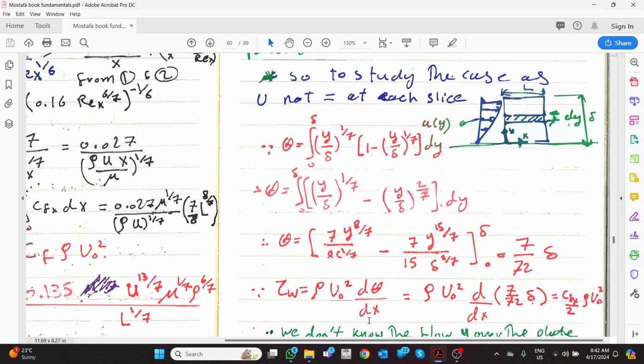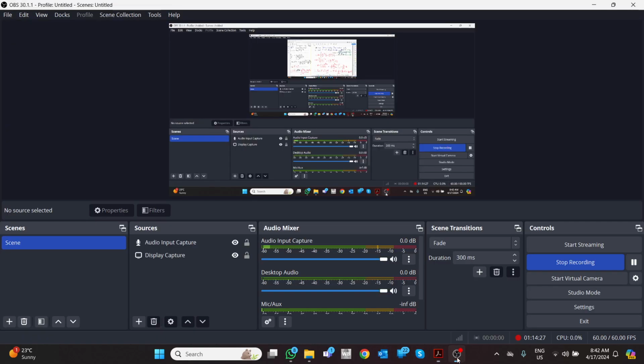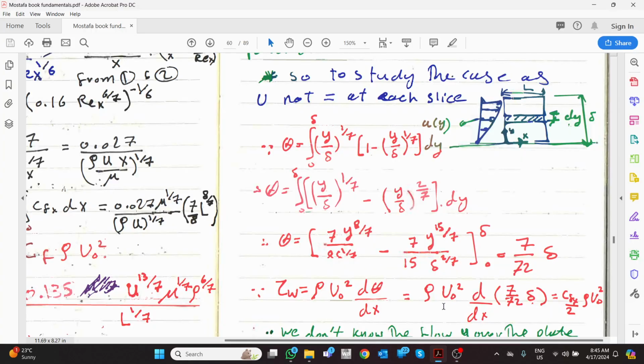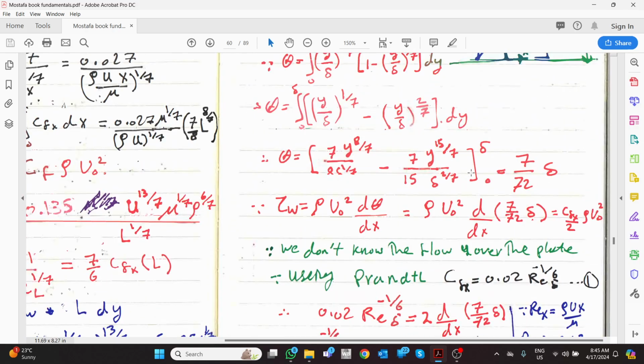Repeat the one, d theta by dx. We need to get the dx aside, then put the delta here, same manipulation. Then you will get stuck, see.